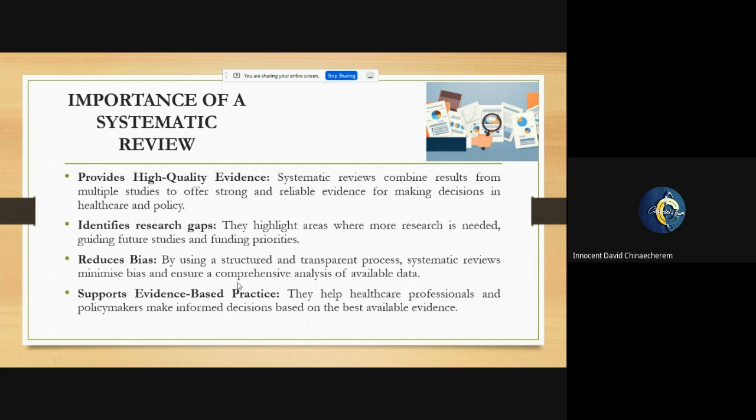And also it supports evidence-based practice, which I already talked about, because policymakers are going to use the conclusion from your systematic review to make policies that people should follow, maybe stop taking class B drugs, stop smoking, or stop gambling and all those things. All these things are evidence from what? The systematic review.